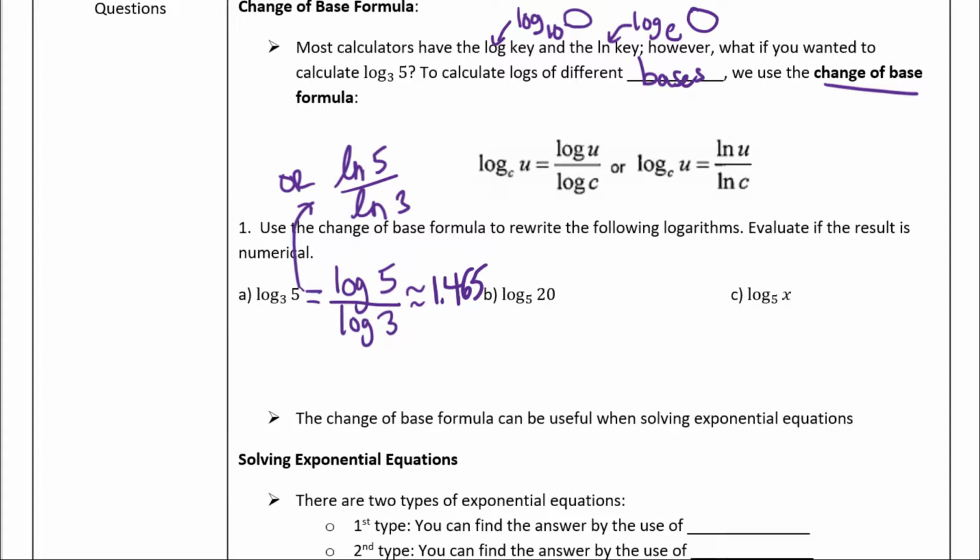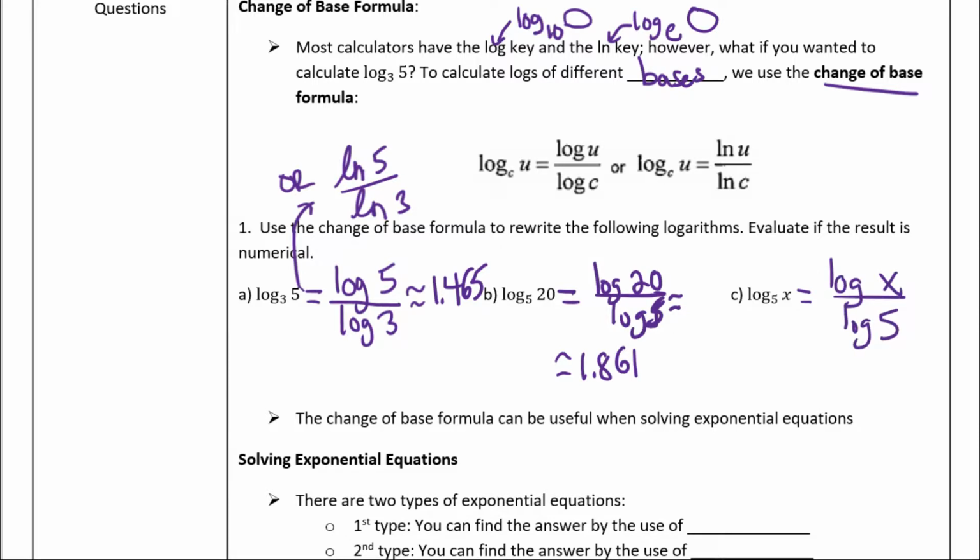All right. So again, with this one, you're going to do the log of 20 over the log of 5. Or you could do the ln, and you would get the same exact answer. Right, and you get 1.861. All right, this one you can't actually evaluate, you can only rewrite it. So we're going to rewrite this as log of x over log of 5, and that's the only thing you can do with it since x is not a number. So we'll just leave it rewritten like this.